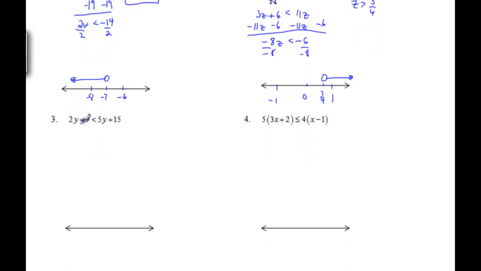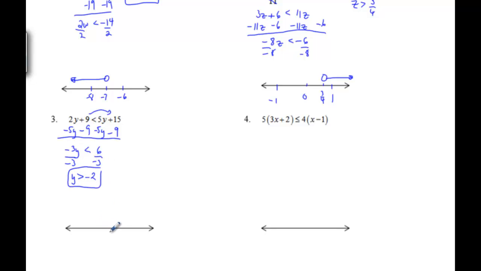Number 3, let's start off by, again, moving the y over. So we'll subtract y, or 5y. Okay, and then we're going to subtract 9 and move the 9 to the right. By doing that, you get -3y is less than 6. If we divide by -3, which is attached to the y, remember to switch the inequality because of the negative, and you get y is greater than -2.